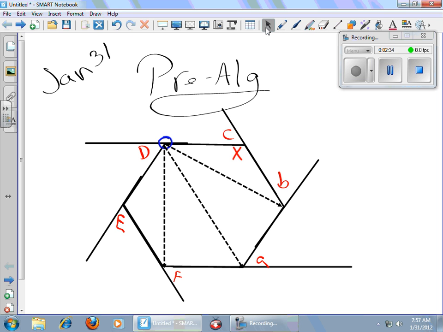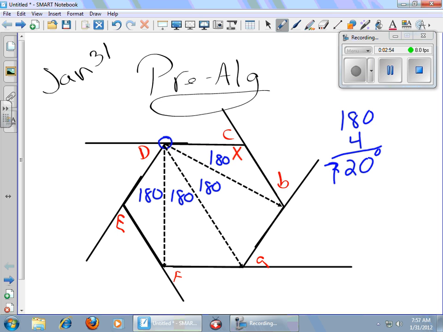What does matter is that there are 4 triangles in this hexagon, and each triangle has 180 degrees. I know we're reviewing this pretty good, but you can expect to see these kinds of questions on the OAA a lot. All right, so 180 times 4 would be 720 degrees, right? That's the total number of degrees in the hexagon. Since there are 6 angles making it up, I'll divide 6 into 720. When I do that, I'll get 120. So I know that X is 120 degrees. That's the measure of angle X.